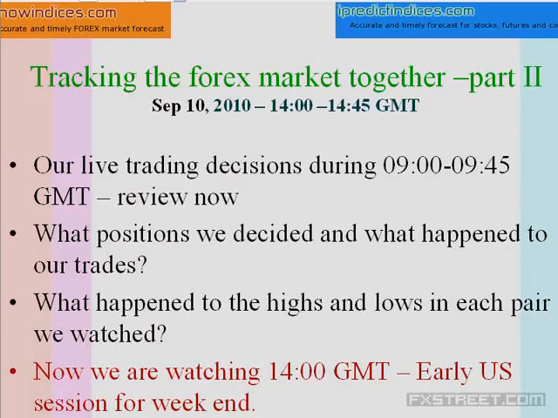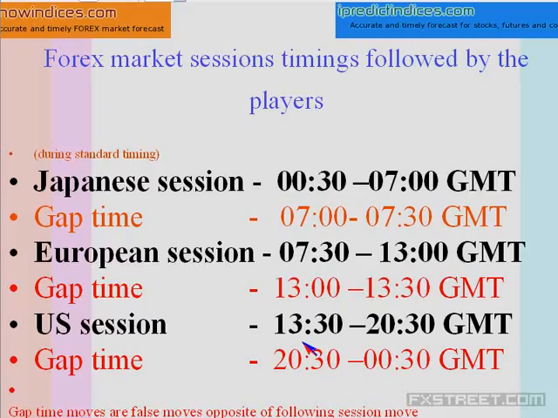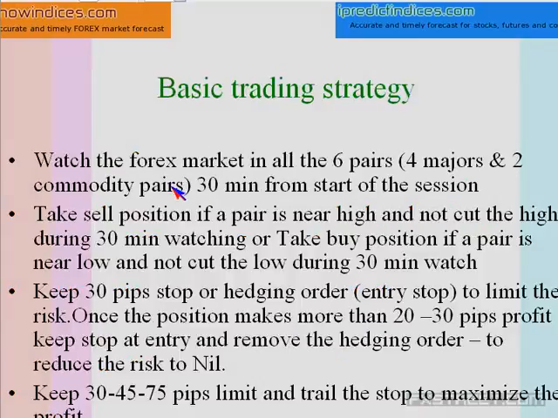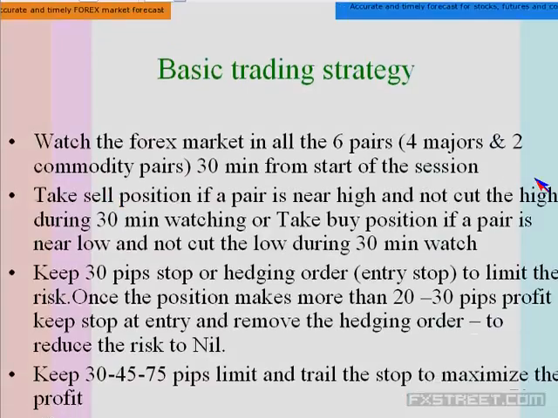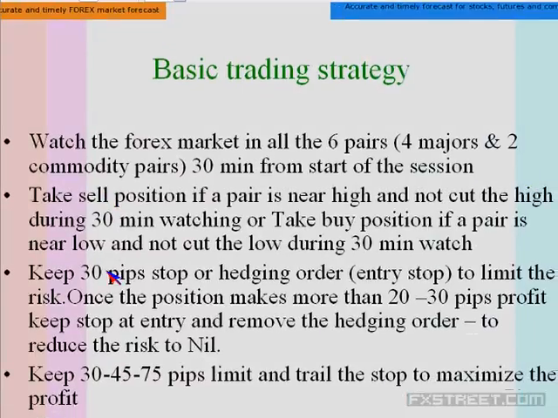So let me explain with regard to the session timings. Now your session starts by 13:30 GMT. We are at 14 GMT. After 14 GMT, you find still the low has not been breached. So let us try to take the basic trading strategy. In the forex market, in all 6 pairs, 4 majors and 2 commodity pairs, 30 minutes from the start of the session, 30 minutes over. Then take a sell position if a pair is near the high, or has not cut the high in the 30 minutes of observation. Whereas during the European session, they breached the high and sustained above the high.